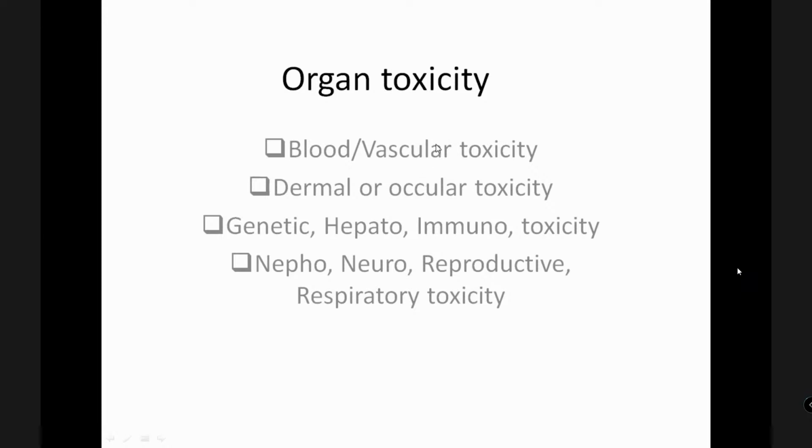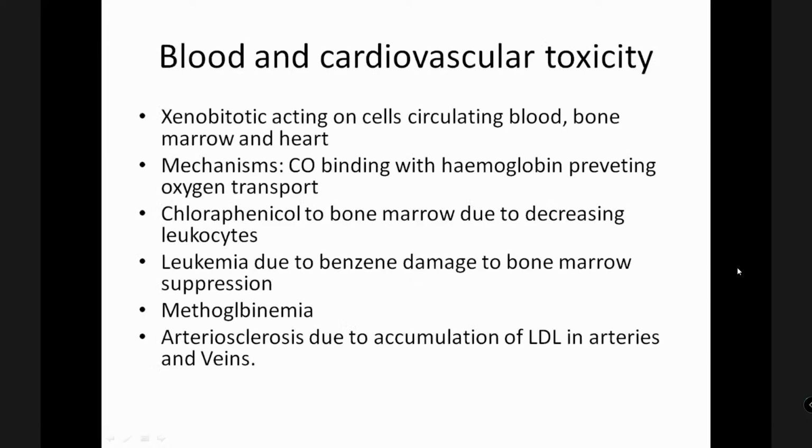Today we'll discuss toxicity by organ: blood, skin, genetic, hepato meaning liver, immuno, nephro, neuro, reproductive for male and female both, and the respiratory system. Gradually we will discuss all of them.